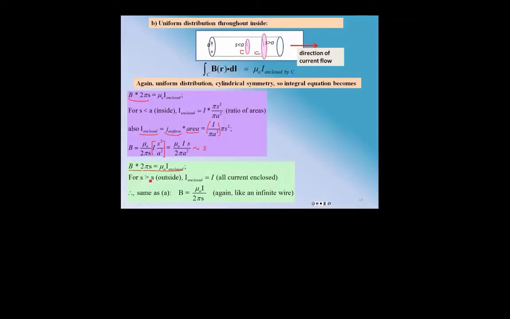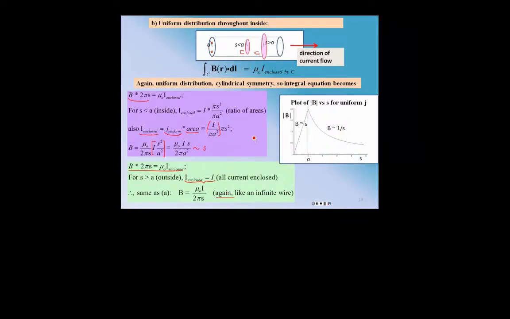We have s greater than a, and so all of the current is enclosed by our loop C. We end up with the same result as we got for A. B is equal to mu 0 I over 2 pi s. Again, it's like an infinite wire. And so here's the plot of that. So we have the linear plot here. B is a function of s in a linear manner, and then it falls like an infinite wire equation out here. The difference between the other one was we had zero current here jumping up to here, and here we have a function that comes up to this point and then falls as you go outside.